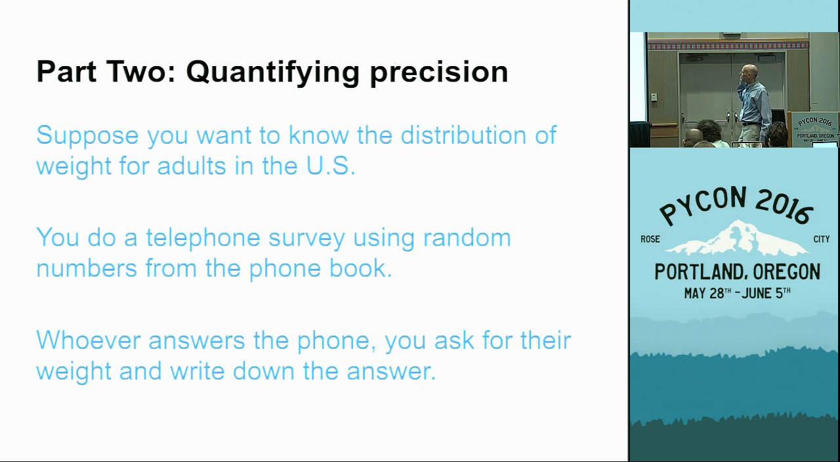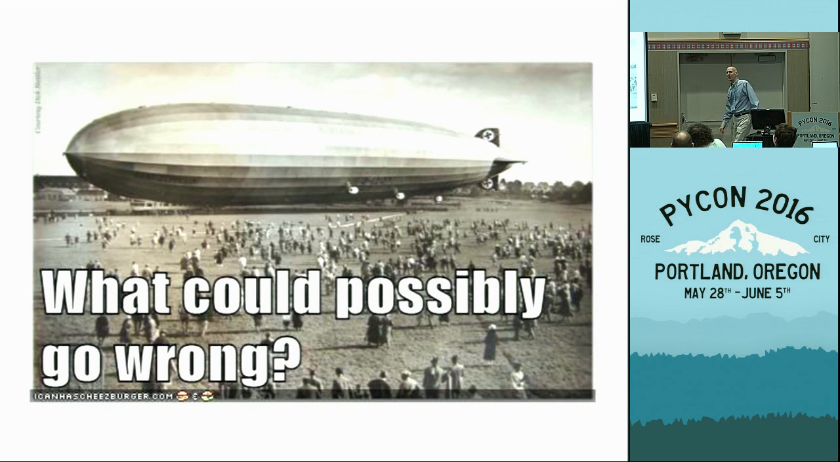Let's say that you want to know the distribution of weight for adults in the United States, so you design the following experiment. You are going to do a telephone survey. You're going to pick a random number out of the phone book. You're going to dial that number, and whoever answers the phone, you're going to ask them, how much do you weigh? And you're going to write down the answer, and at the end you're going to make that distribution of how much people weigh. And my question for you all is, what could possibly go wrong with this experiment? So I want you to think of all the things that could go wrong, talk with your neighbor, and I'll collect answers in just a couple of minutes.